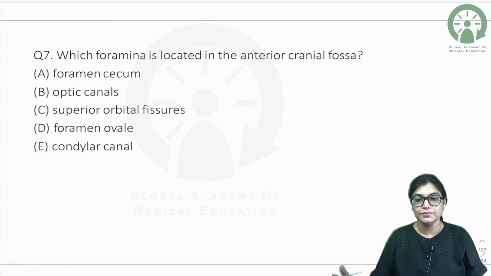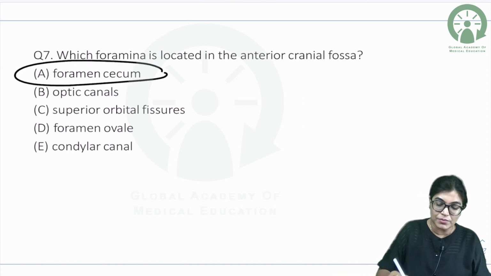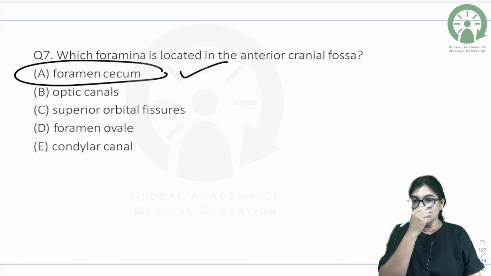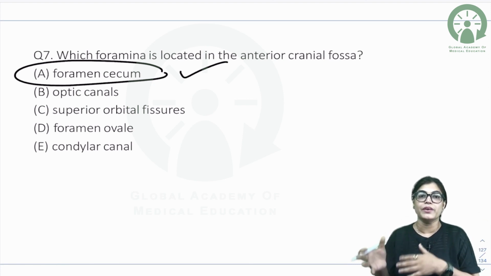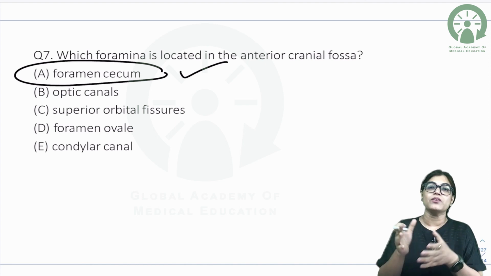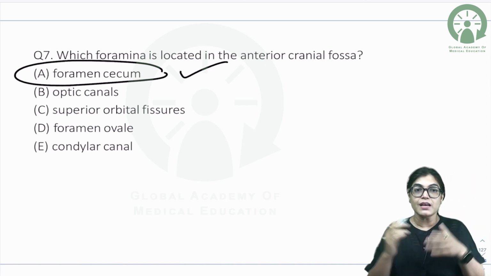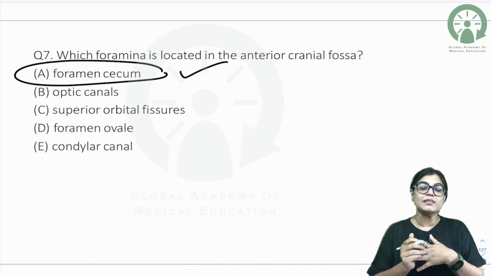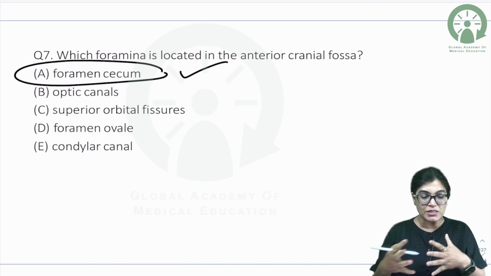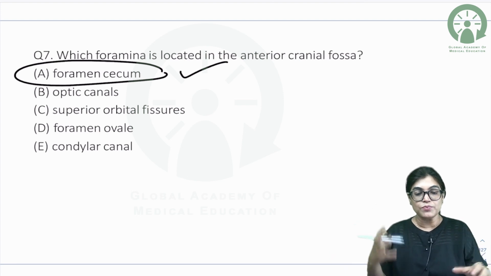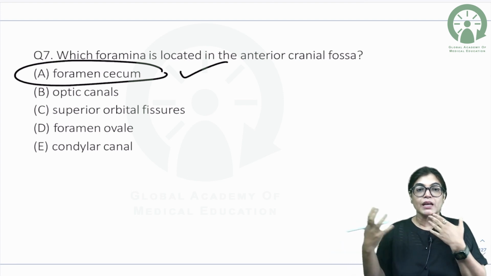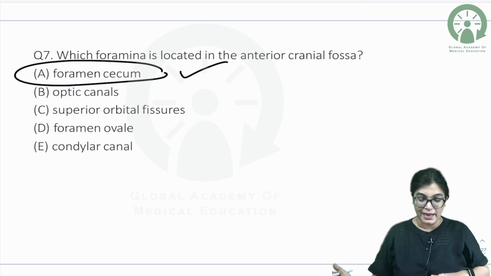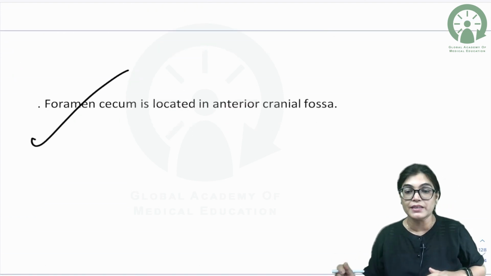The options are foramen cecum, optic canal, superior orbital fissure, foramen ovale and condylar canal. My dear aspirants, we know that foramen cecum is the foramen through which an emissary vein passes, connecting the nasal mucosal vein and the superior sagittal sinus, forming a communication. So, the correct answer is foramen cecum in the anterior cranial fossa.